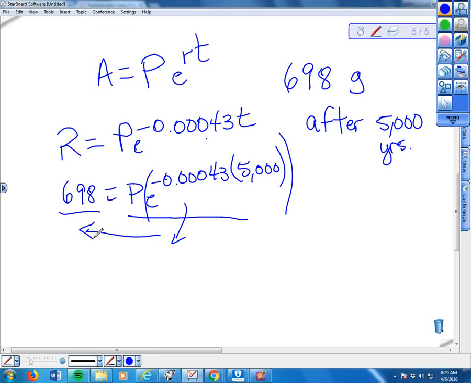Now I'm going to type in the number 698 on a separate line. I'm going to hit divided by, and now I'm going to hit the blue second and answer where the negative sign is. And that will pull that 0.11648 into the denominator. Hit enter. That's how many grams of radium there were 5,000 years ago: 5,992.2 grams.